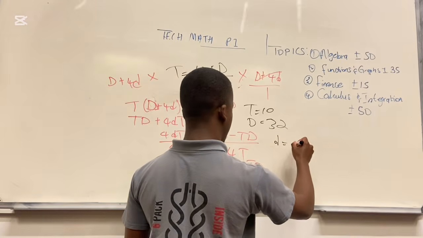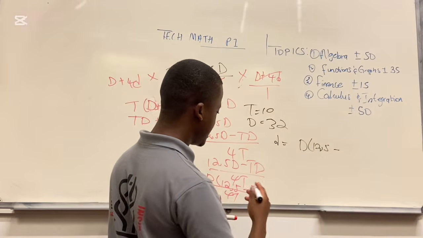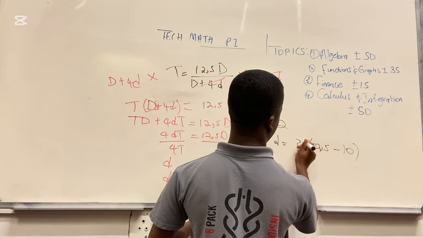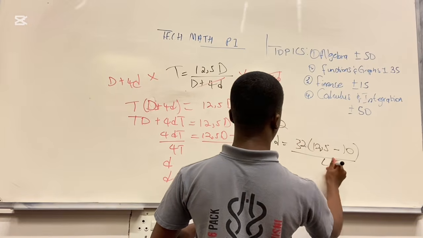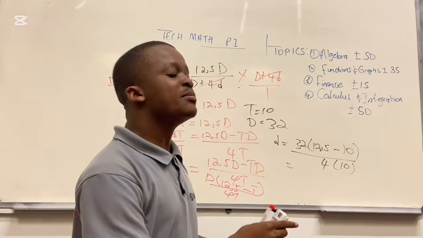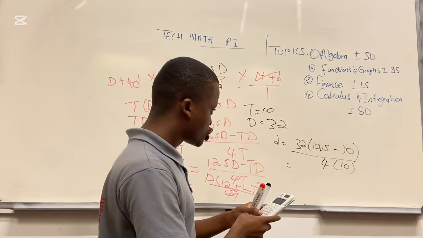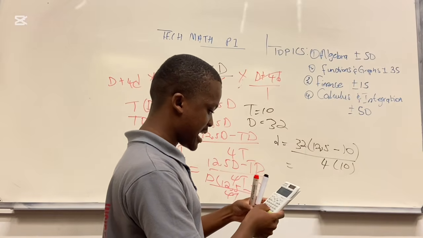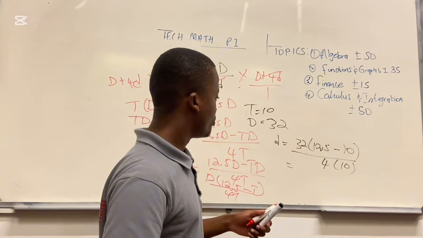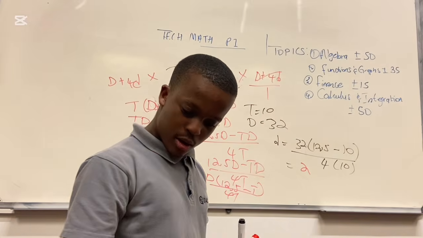So we can use that formula. We said d is what? D is 12,5 minus what? T is 10, and D is 32, over 4T, 4 times 10. Now we go to our calculator and make sure we are checking. As in 32 times 12,5 minus 10 over 4 times 10, that is 40. Then we get what? 2. We get 2. d is 2.